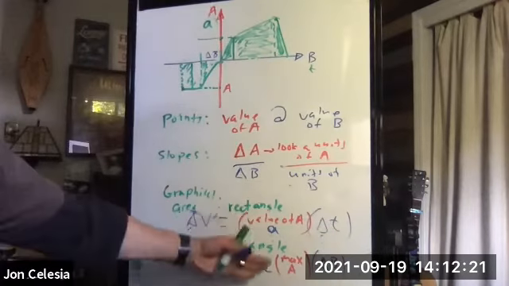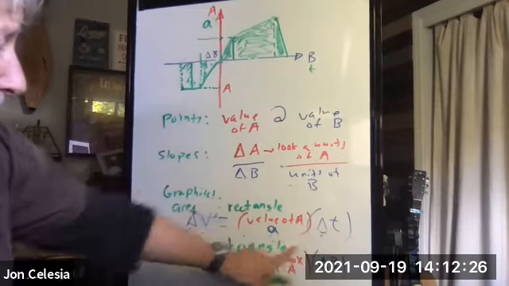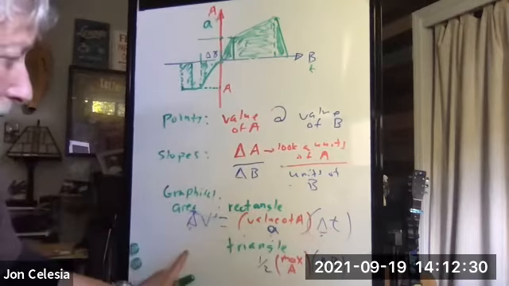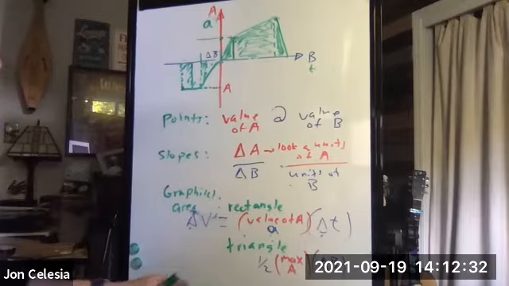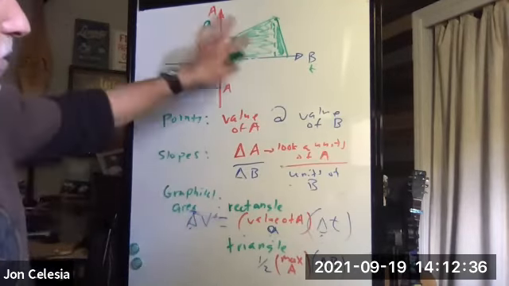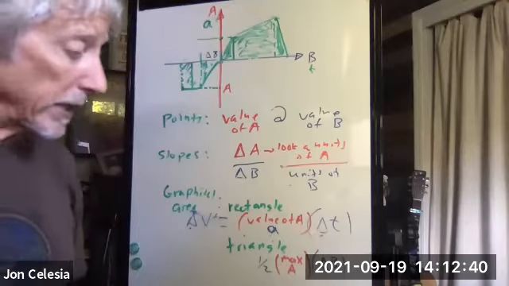And it could be a rectangle or a triangle. And in fact, if you divide by delta t, you've got a is delta v over delta t. So we really have to keep track of which graph we're doing. It's a great exercise.